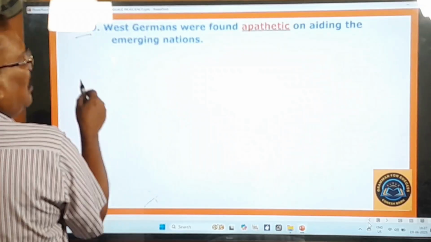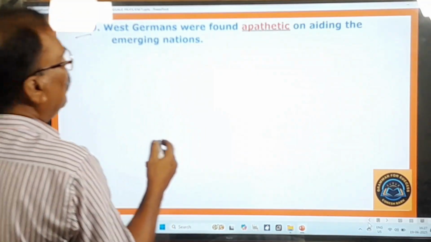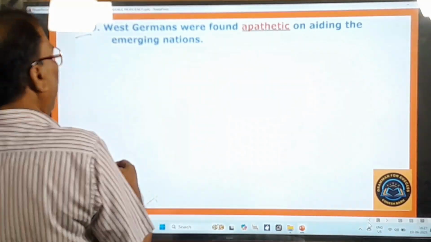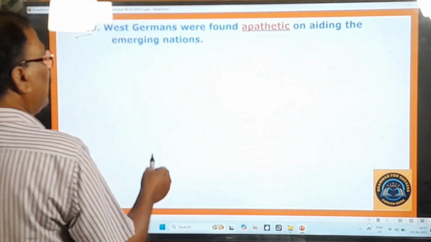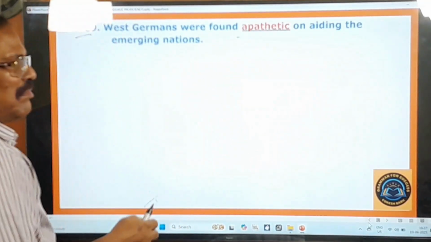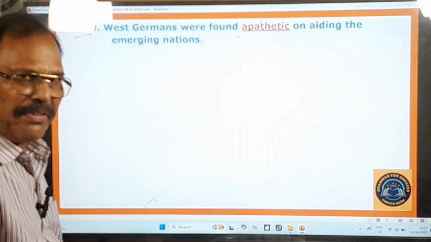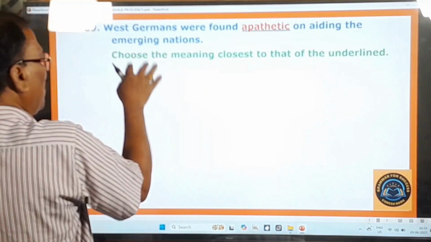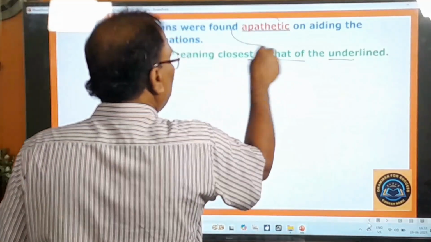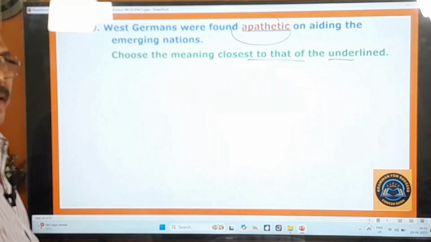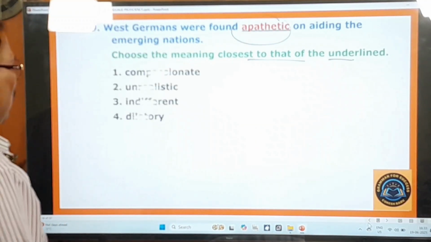The 69th question. West Germans were found apathetic on aiding the emerging nations. Apathetic means having no interest or lack of interest. Okay, what is the actual question given? Choose the meaning closest to that of the underlined. So what is the meaning that is closest to that underlined word? Means here you pay attention.